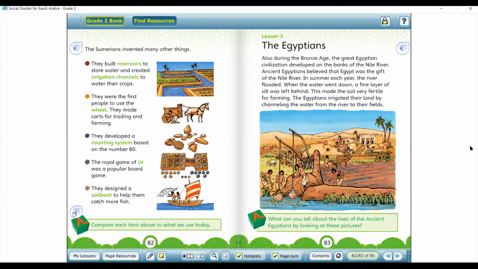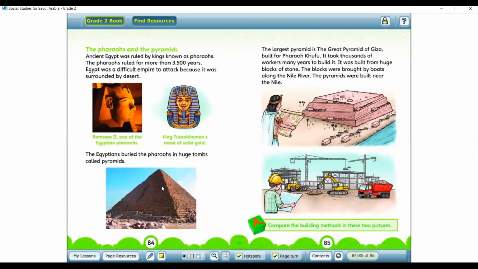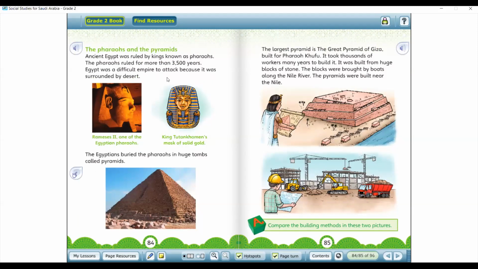And there you can see that they are getting the water from the river and using it to cultivate their crops. Going on to page 84, this is also the other page we will find the answers for the open book revision test. The pharaohs and the pyramids. Ancient Egypt was ruled by kings known as pharaohs. The pharaohs ruled for more than 3,500 years. And then Egypt was a difficult empire to attack because it was surrounded by desert. And then there is Ramses the Second of the Egyptian pharaohs, and then King Tutankhamun.